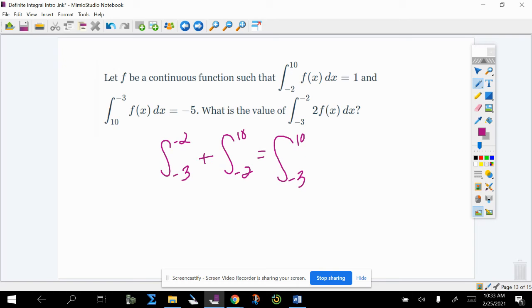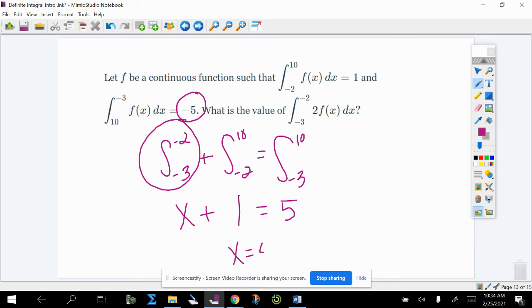So now let's plug in what we know. So we know from negative 2 to 10 is 1. So I'm going to replace that. I'm trying to figure out this one, so I'm going to call this x. And then I basically turn this into an equation. And then I know the integral from negative 3 to 10 is going to be the opposite of the integral from 10 to negative 3. So it's going to be 5. So that means this integral that I was trying to figure out must be 4. So my integral from negative 3 to negative 2 is 4.